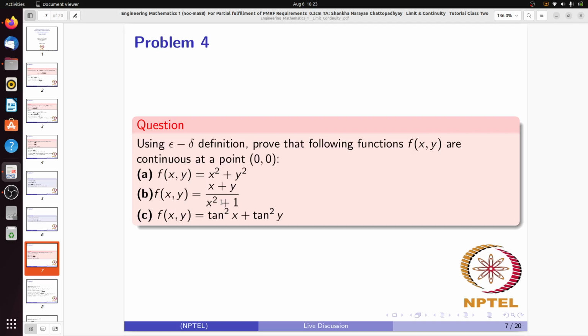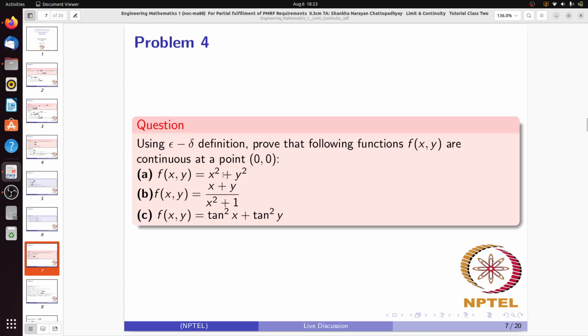And what is the meaning of the epsilon delta definition? It implies that for any epsilon greater than 0, there should exist a delta such that whenever the norm of (x, y) minus (0, 0), which means the Euclidean distance, that is the square root of x square plus y square, is less than delta, we get that the modulus of f(x, y) minus f(0, 0) is less than the chosen epsilon greater than 0.